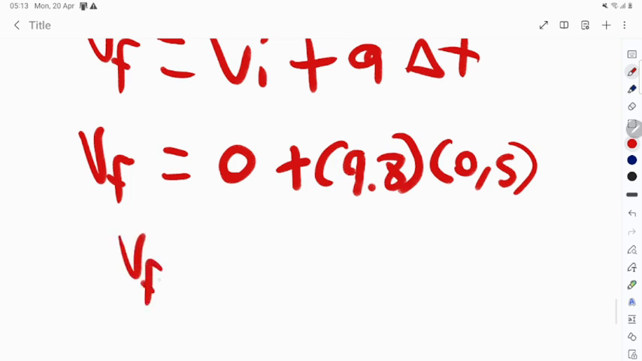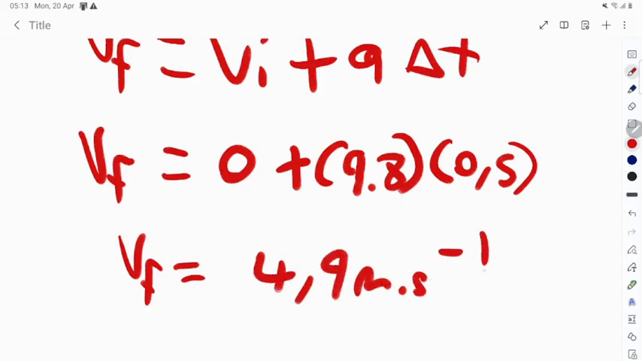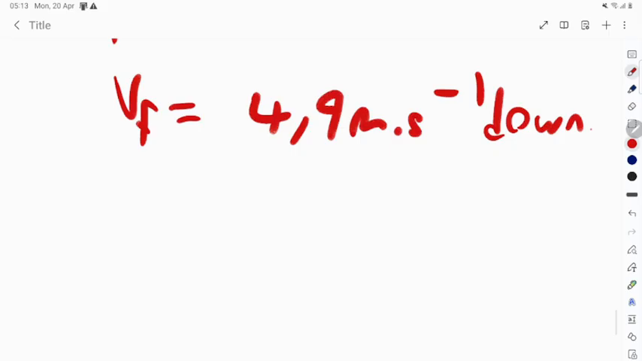So V final is equal to 9,8 multiplied by 0,5, that is 4,9 meters per second. And this is down. Even if I had written it as negative 9,8, if I chose up as positive and wrote my acceleration as negative 9,8, I would have still written 4,9 meters per second upwards.